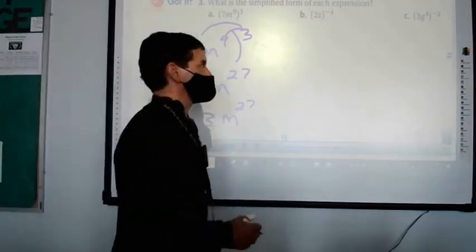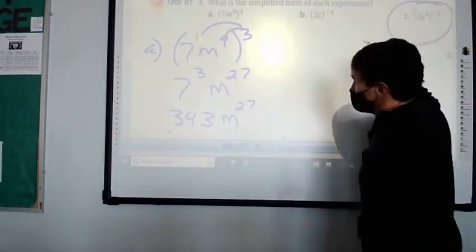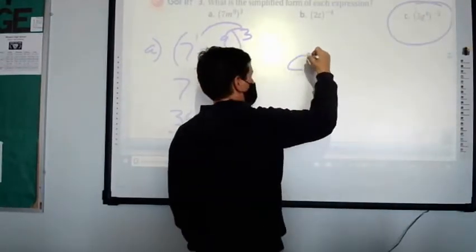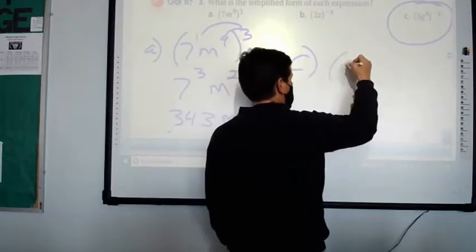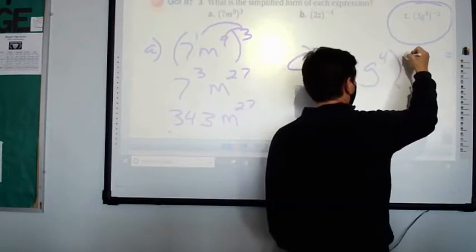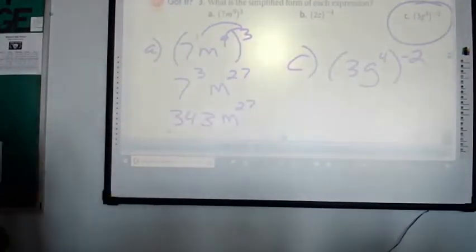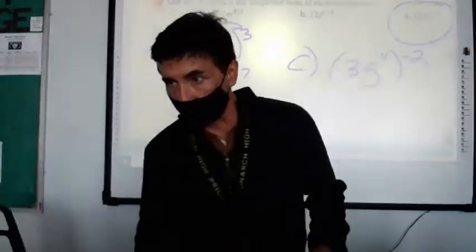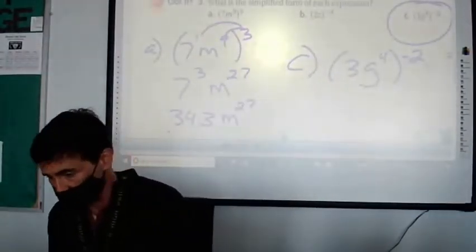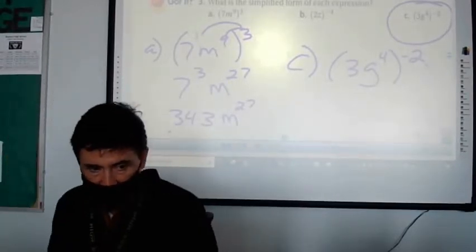Let's do C. Try C on your own, answer in the chat. I'll write a figure over here. So the quantity 3g to the 4th power raised to the negative second. So I'll give you a couple minutes, try that. I'll be watching people in person because that'll give you an idea of when you guys might be done as well. So fire away, give that one a shot.